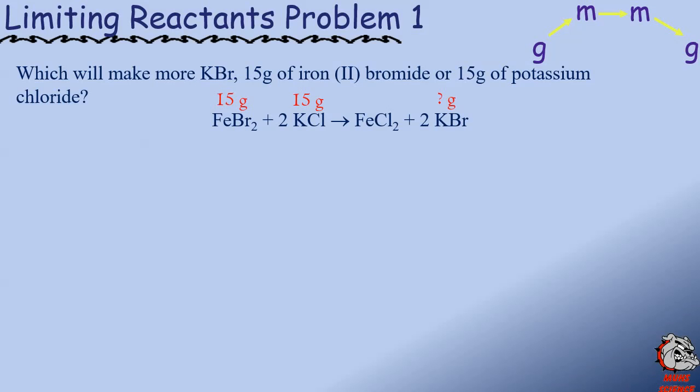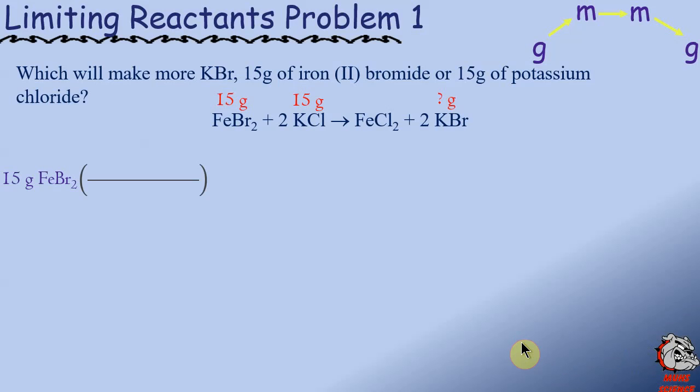So in this video, we're going to show the answers to your limiting reactant problems. In this first one, we have 15 grams of iron bromide and potassium chloride, and we want to know which makes more. When you do limiting reactants, you have to set up the problems with both of them, and so that's exactly what we're going to do.